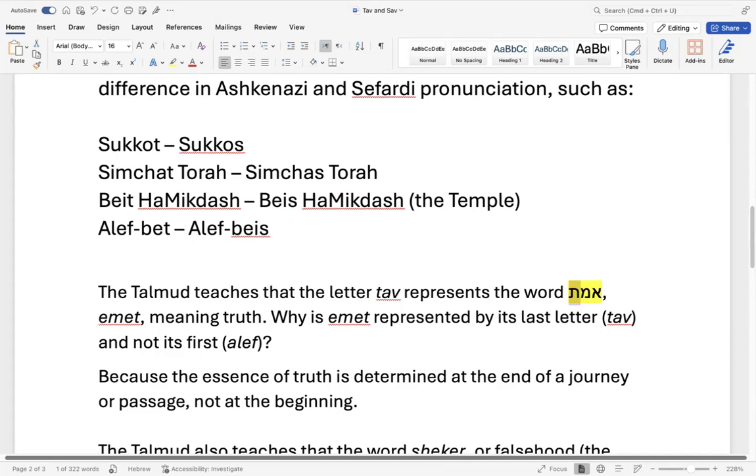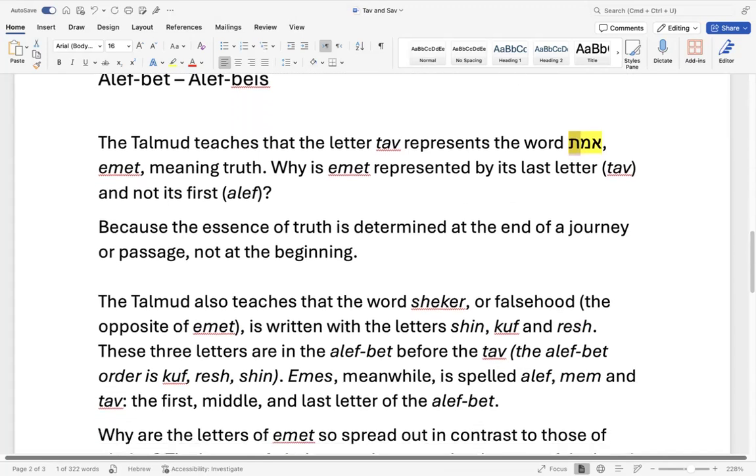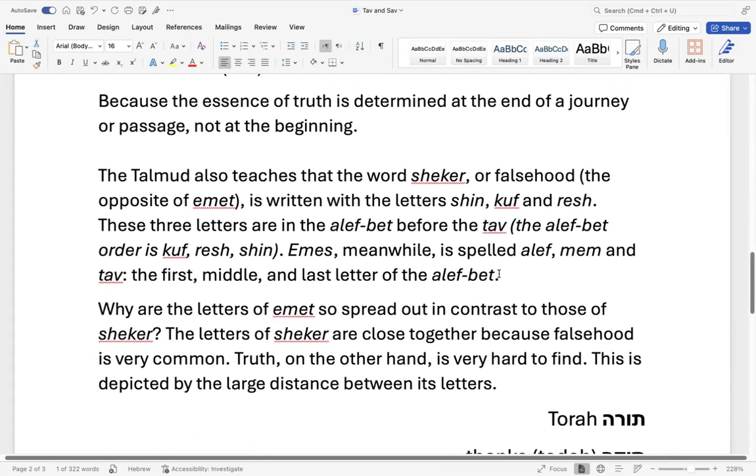But there's something else about this word emet that contrasts with the word sheker, which means something that's false. So emet is truth, sheker is false. And sheker is written shin, kuf, resh. When you're saying the aleph bet in order, shin, kuf, resh are the three letters that come before the Taf, but they don't come in that order. The order in the aleph bet is kuf, resh, shin, but it's the same three letters. So these three letters come before Taf.